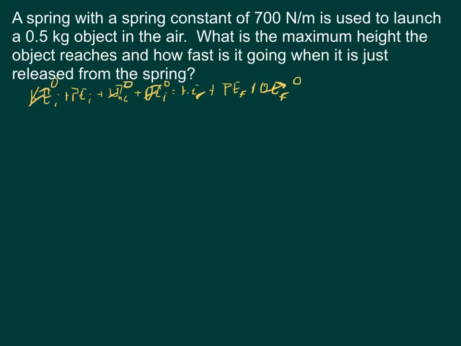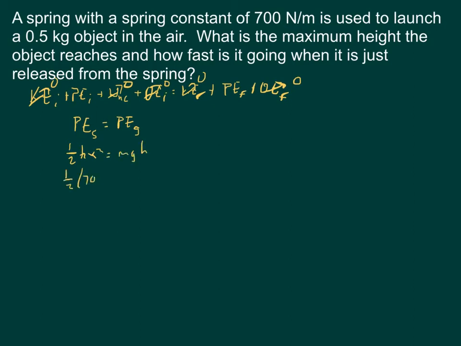In the final part of our equation, the right side, we're talking about when the object is at its maximum height. Remember, when an object is at its maximum height, its velocity is 0, and since we're launching this straight up in the air, we can assume that that's 0. And so all we're going to have there is gravitational potential energy. So what this tells me is that my initial potential energy, which is in the form of spring potential, is going to equal my final gravitational potential energy. So 1/2 kx squared is going to equal mgh.